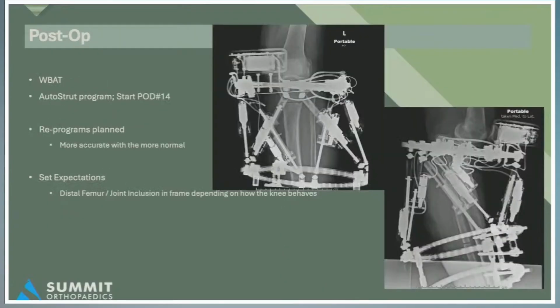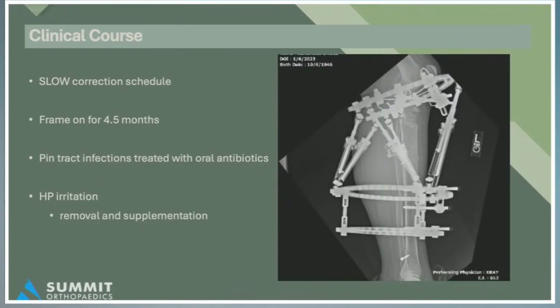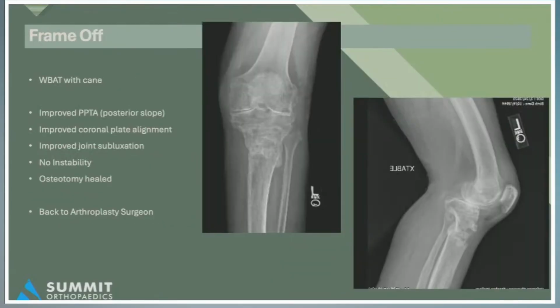but we were able to correct him to a point where he was growing new bone. He had better anatomy to fit a total knee. But the name of this game is slow to create that new bone. So after the frame was off, tenuous bone growth, but that would continue to consolidate.